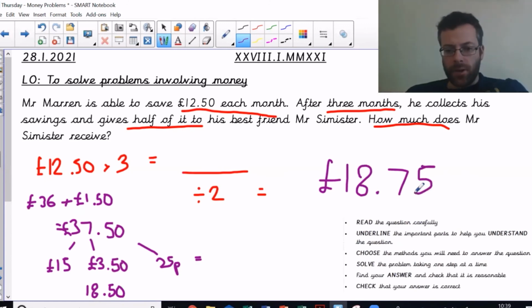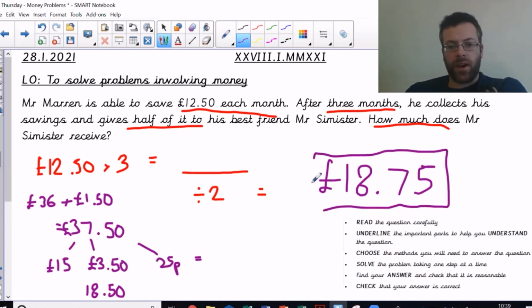£18.75. So find the answer and check that it's reasonable. But it makes sense that if you did 12, 24, 36, half that, yeah, that's reasonable. Check my answer's correct. 3 times that is that, 3 times that, yeah. £37.50, half of that is 15, half of that's £3.50, half of that's 25p. I am confident that £18.75 is my right answer.